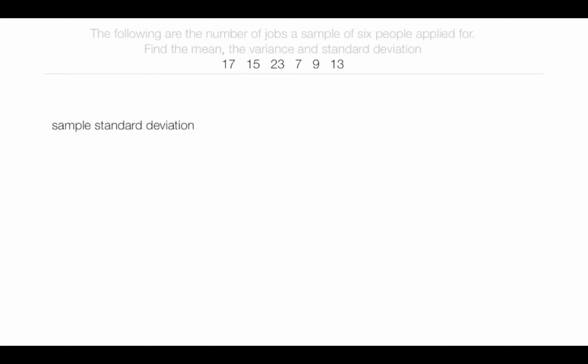A typical problem looks like this. The following are the number of jobs a sample of 6 people applied for. Find the mean, the variance, and standard deviation, blah, blah, blah. What you really are interested in are just the numbers and how to calculate the variance and standard deviation. And that's what I'm going to do here.